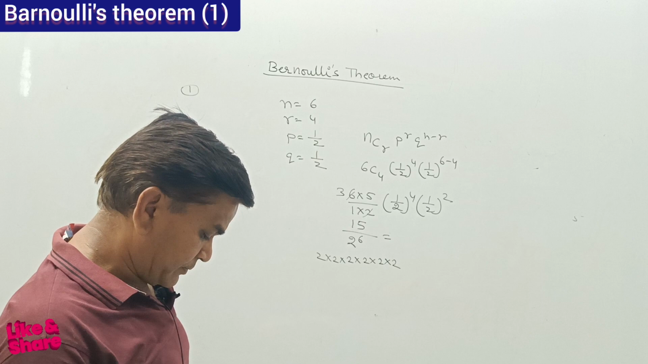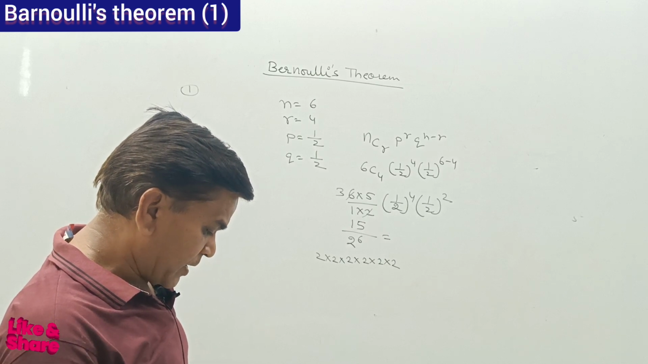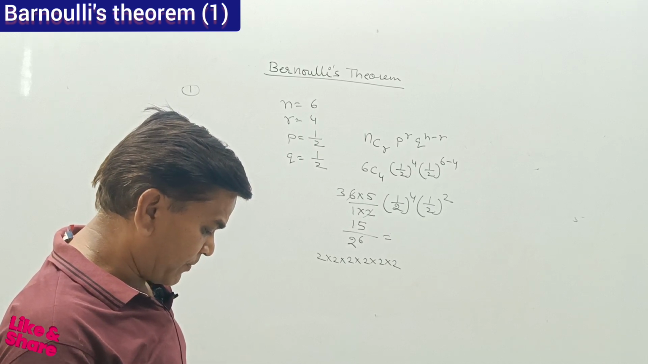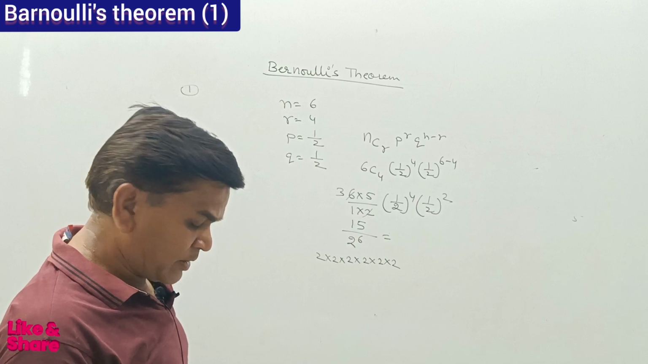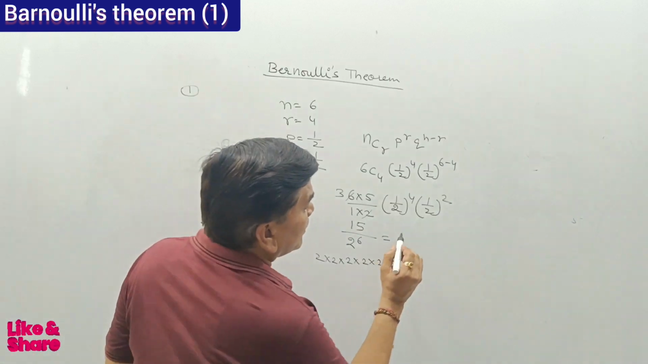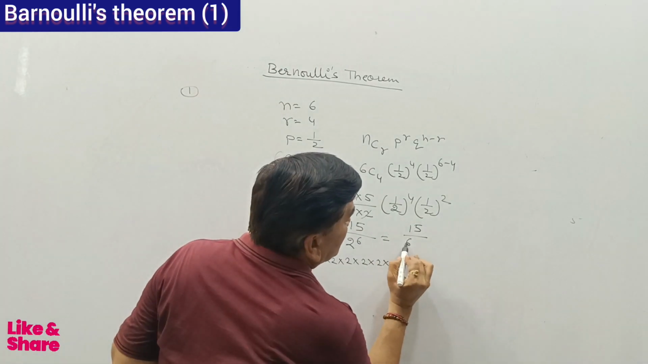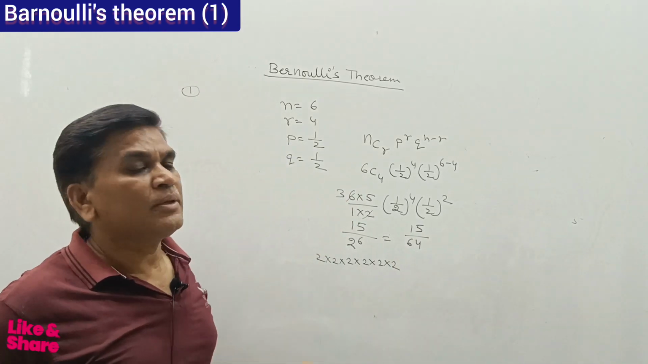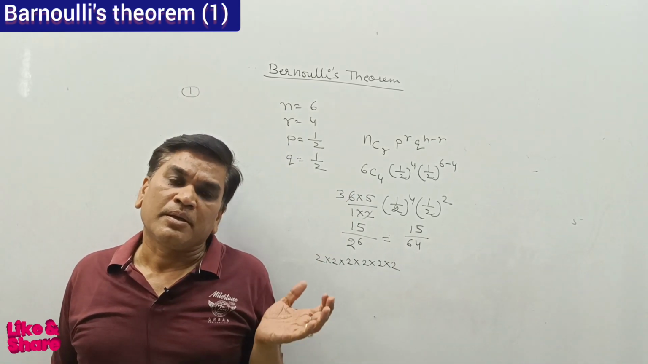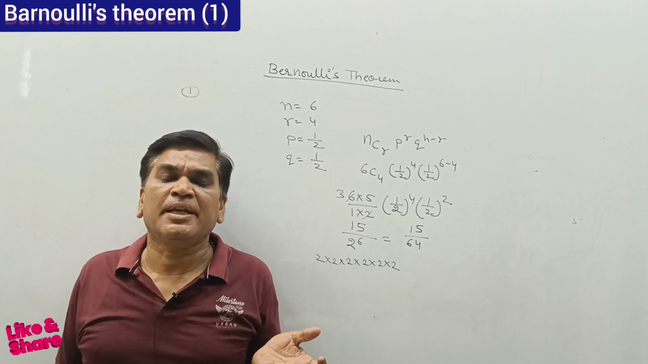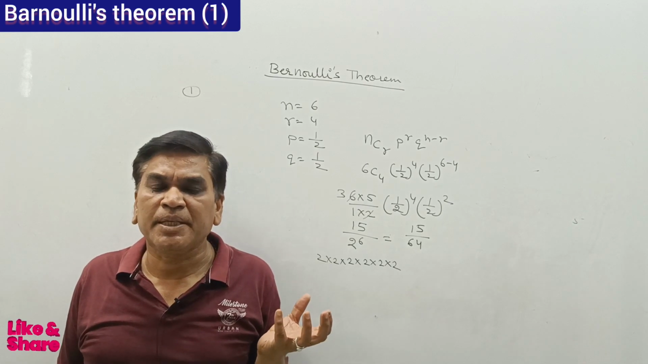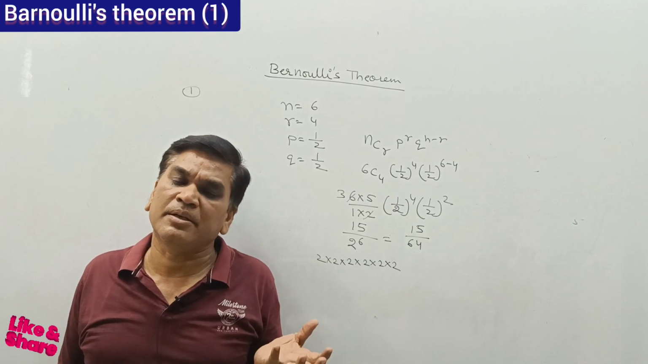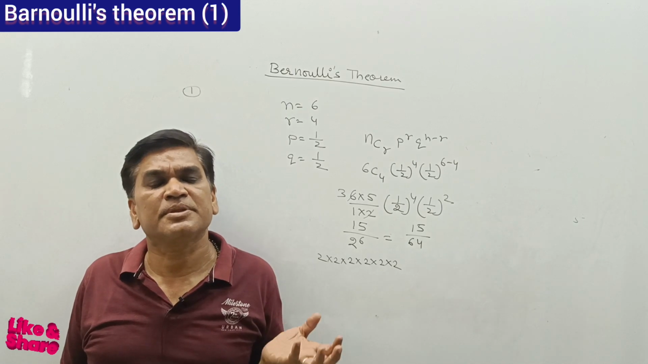2 multiply 2, that is 4, multiply 4, that is 64. So that is 15 upon 64. So in Bernoulli theorem, if the total number of events is n and we are to calculate the probability of an event occurring r times, then we will use the Bernoulli theorem.